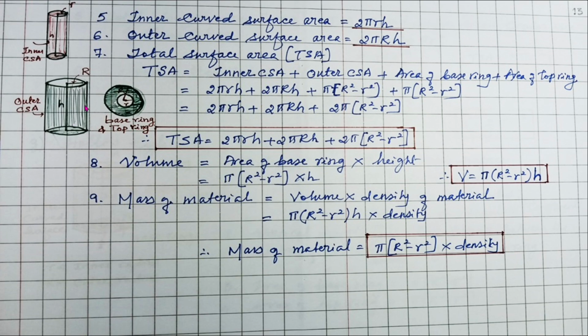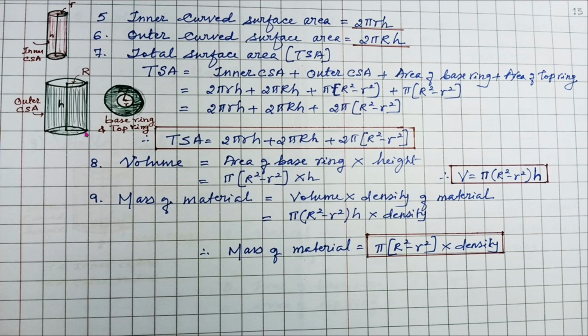Therefore the inner CSA is 2 pi small rh and the outer CSA is 2 pi capital RH, and the total surface area, if you have to find, then we have to add the inner CSA, the outer CSA, the area of the base ring, and the area of the top ring. Therefore that is equal to 2 pi small rh plus 2 pi capital RH plus pi (R square minus r square) plus pi (R square minus r square). So ultimately we get the TSA is equal to 2 pi small rh plus 2 pi capital RH plus 2 pi (R square minus r square), which is the formula to find out the total surface area of a hollow cylinder.